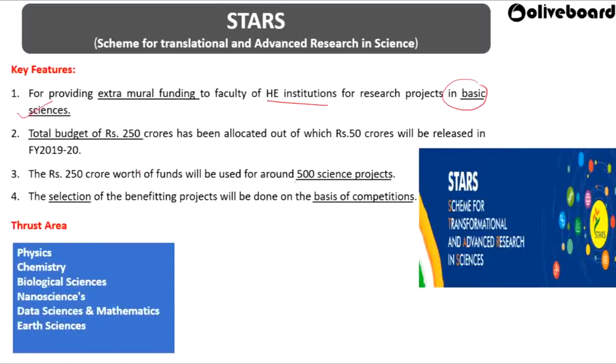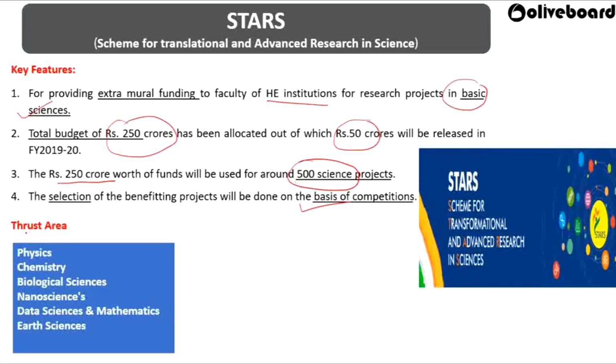The total budget for this scheme is 250 crore rupees. In the financial year 2019-20, we will be allocating 50 crore towards this scheme. This 250 crore total fund will be used for 500 science projects, and the selection of the benefiting projects will be done based on competition. So here people will come with their concepts and their projects, and the selection will be done based on competition.